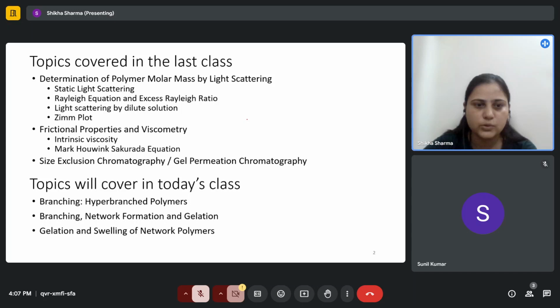In that we discussed the intrinsic viscosity, and then the MHS equation, which is the Mark-Houwink-Sakurada equation. The final topic was size exclusion chromatography, which is also known as gel permeation chromatography. We solved some problems based on GPC.